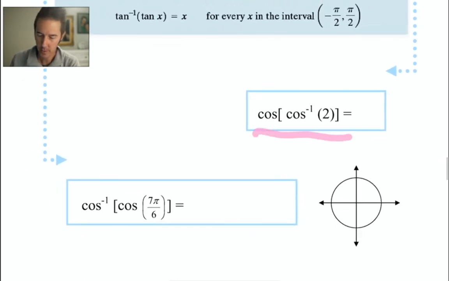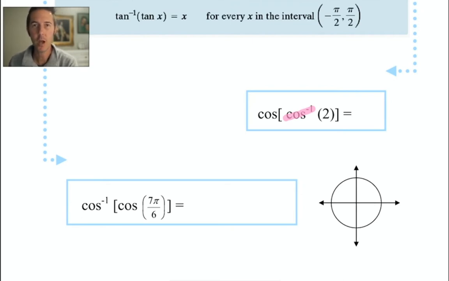The first one that's up here says the cosine of the inverse cosine of 2. Don't just knee-jerk react: they cancel out, the answer is 2. Not necessarily. What's the domain of the inverse cosine function? Train yourself to go through this thought process. You could even write out this thought process. I'm not going to hesitate.